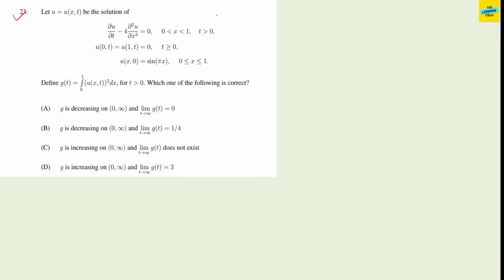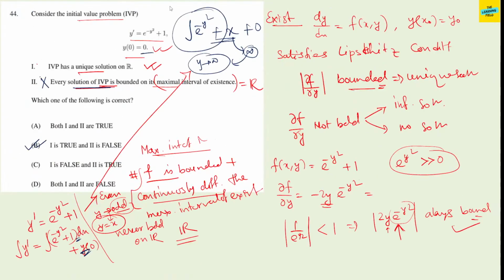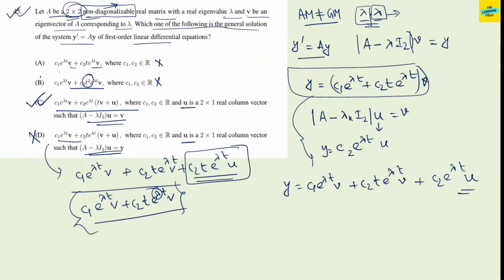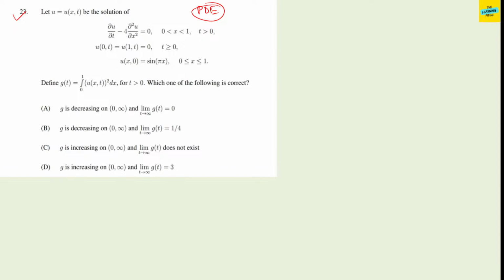So this was the last question from ODE. These are the 5 questions from ODE: 1, 2, 3, 4, 5. Now we are going to the questions of PDE. There are 5 questions from PDE that came in the paper this year, GATE 2024.